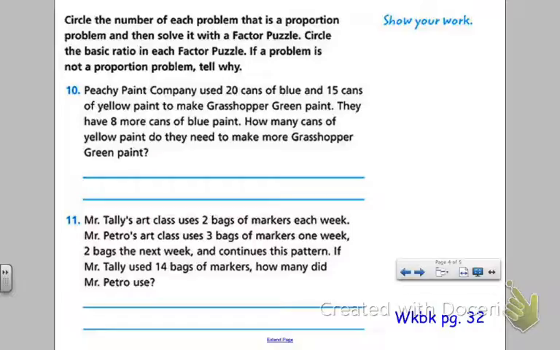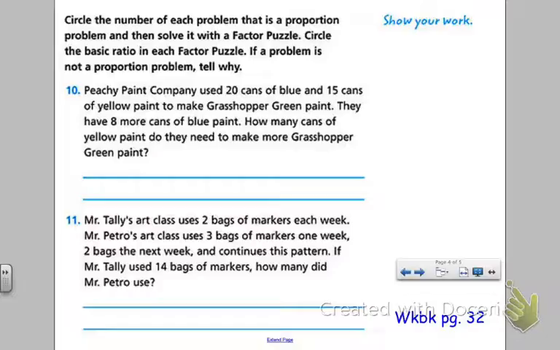Peachy Paint Company used 20 cans of blue and 15 cans of yellow paint to make grasshopper green paint. They have 8 more cans of blue paint. How many more cans of yellow paint do they need to make more grasshopper green paint? This to me sounds like a proportion problem. The reason I'm thinking it is a proportion problem is because I'm assuming that they're not changing the ratio of blue to yellow in order to make that grasshopper green paint every single time.